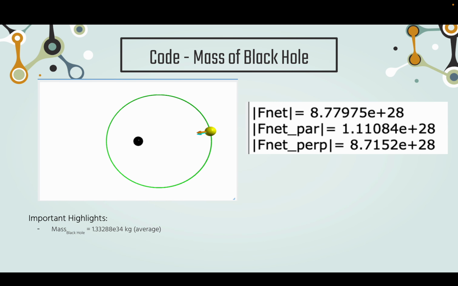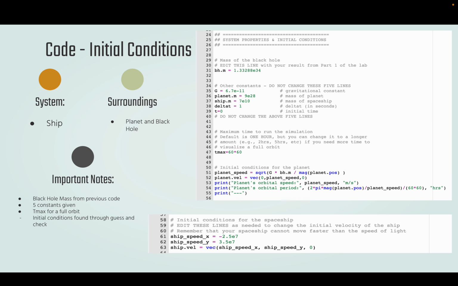Here are the results of my code. Fnet, F parallel, and F perpendicular are given along with the orbit and its subsequent parallel and perpendicular force arrows. I averaged the black hole mass over the path and received it to be around 1.33288 times 10 to the 34 kilograms. Here are my initial conditions for the ship calculations.